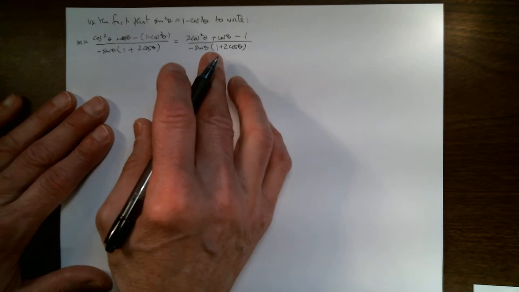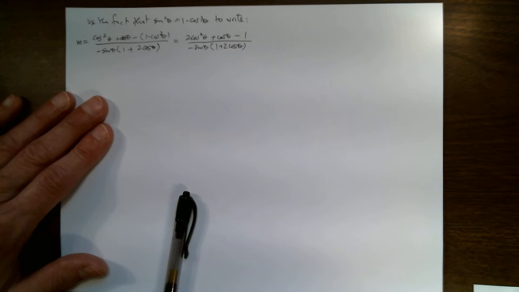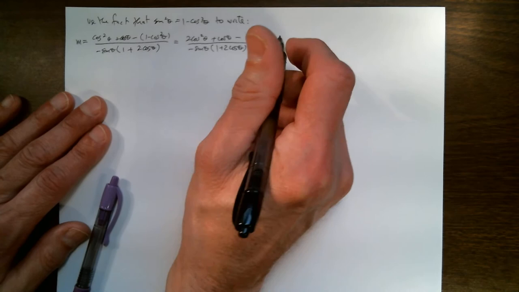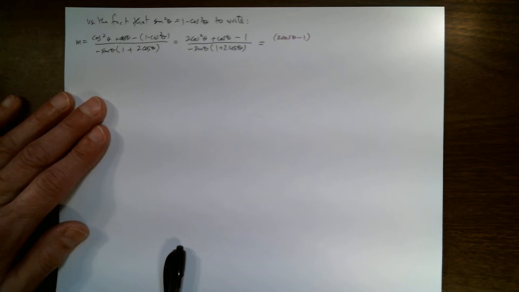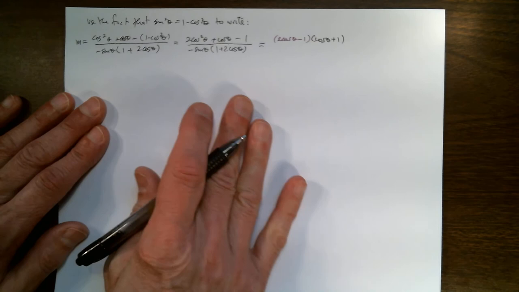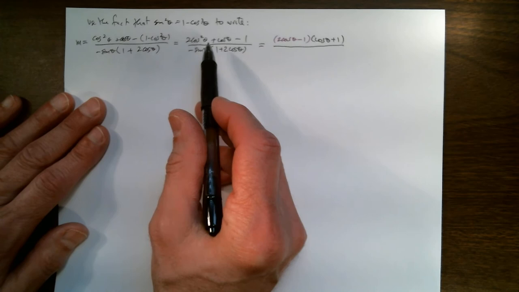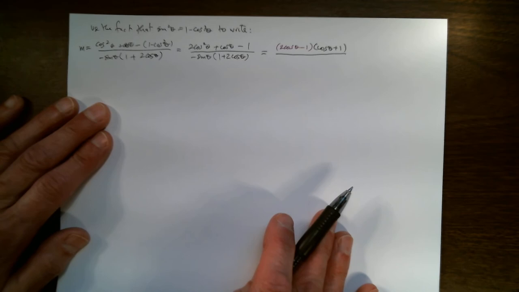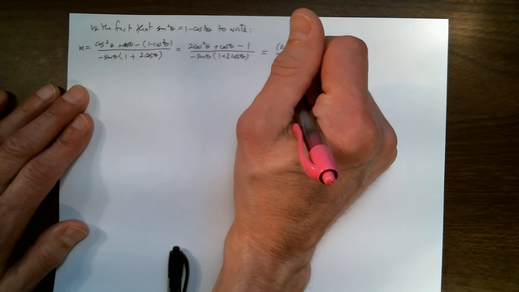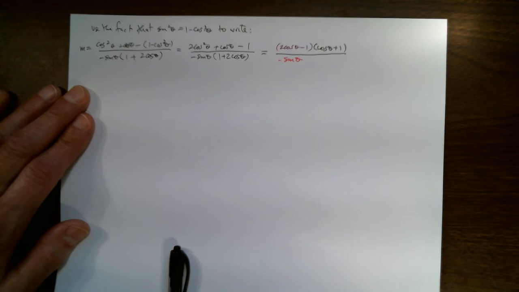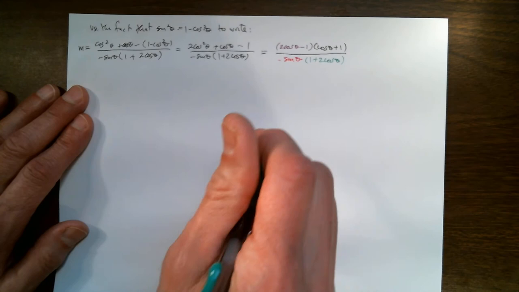And so the numerator will factor as follows. Thinking of the numerator as a quadratic expression in the cosine of theta, we would have 2 cos theta minus 1 as one factor. The other factor is the cosine of theta plus 1. So that when we expand this, we get 2 cosine squared of theta plus the cosine theta minus 1. Now the denominator will factor as well. Namely, we have minus sine theta times the factor 1 plus 2 cos theta. So we can just rewrite it like that.